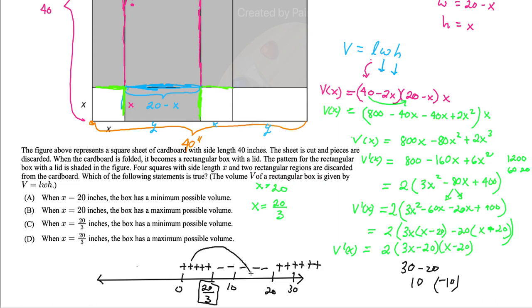So I have it where at 20 it goes down to the bottom, and then it begins to increase again. So this is the max, and then this is a min.